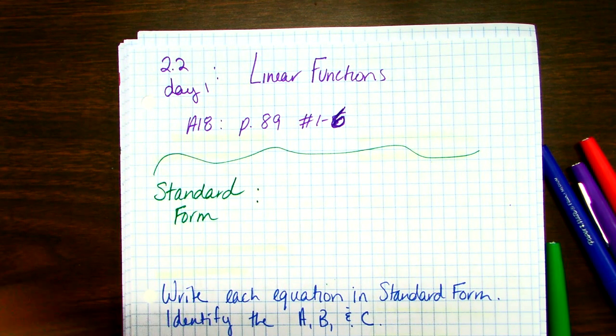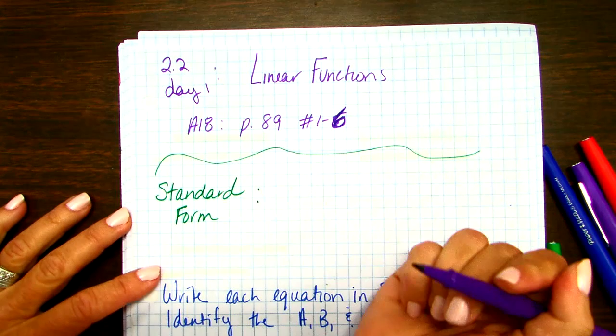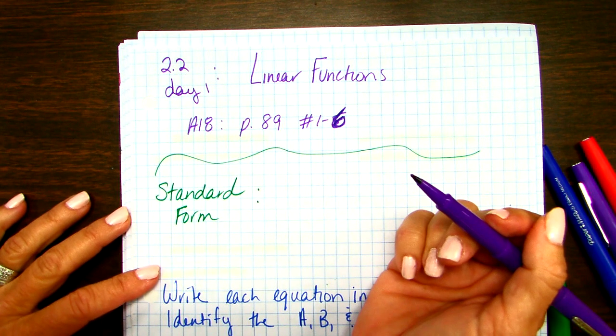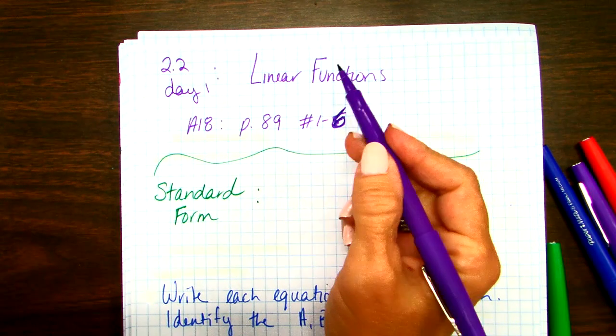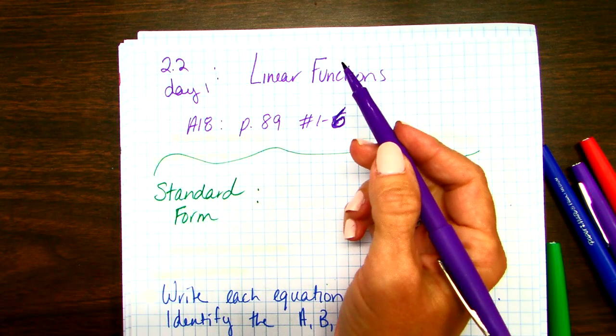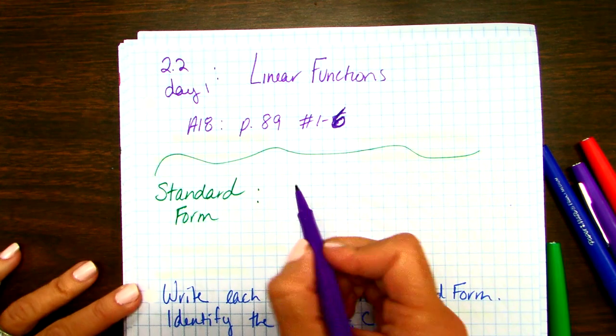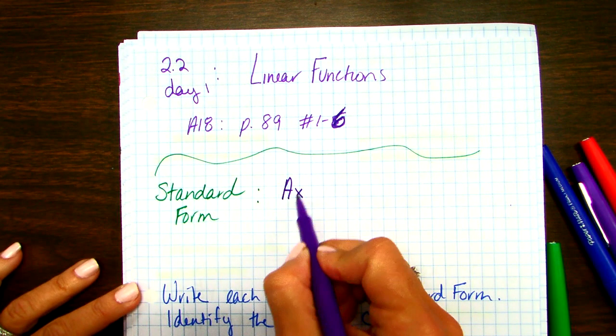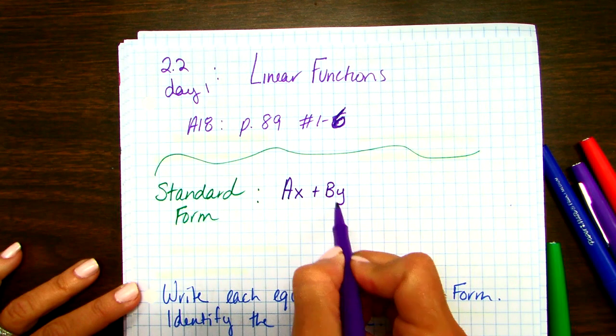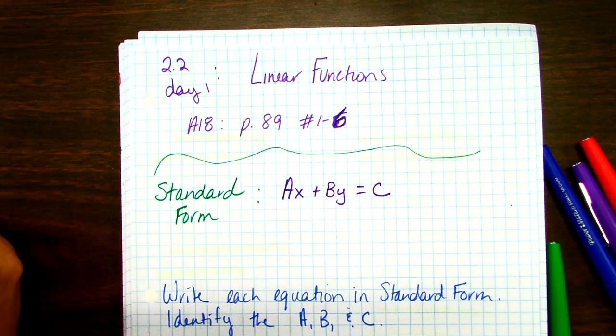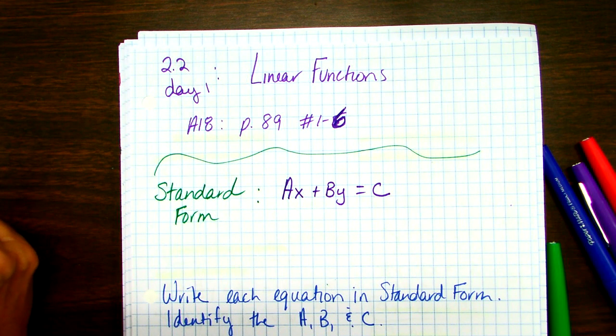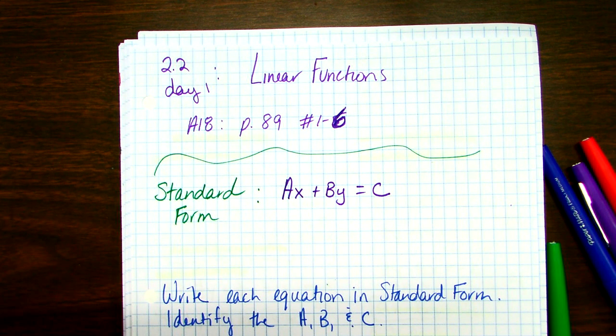So linear functions means if you graph them, they make a line, okay? And the exponent on the x is 1. So linear just means line. And there's really three forms of linear functions. Today we're going to just talk about one of them, which is standard form. And then tomorrow we'll talk again about slope-intercept form, which we've already touched on, and something called point-slope form. So there's a bunch of forms.